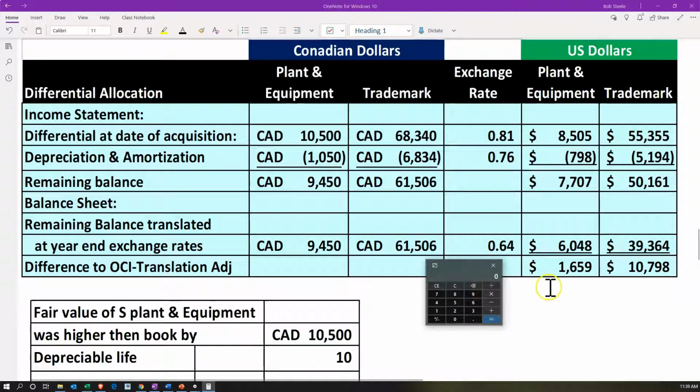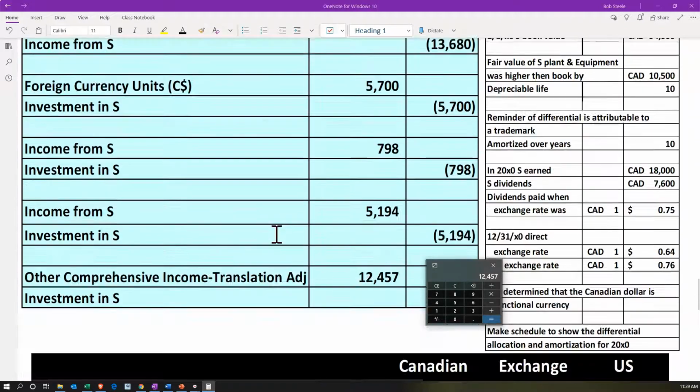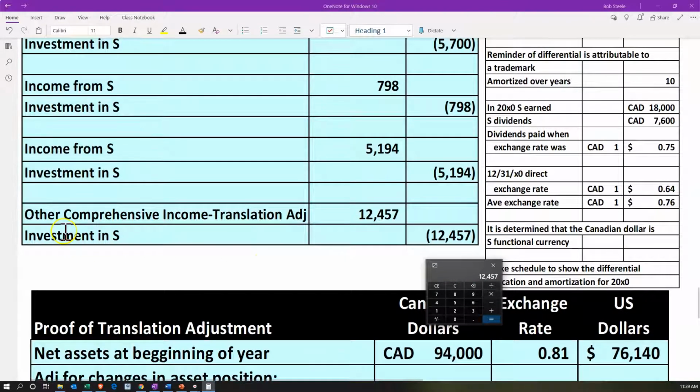It's going to be a translation adjustment because we use these different rates to translate instead of just one rate, which would have been so much easier. So we're just going to take this 1,659 plus the 10,798, which is our difference, giving 12,457, and we'll debit the other comprehensive income translation adjustment for the 12,457 and credit the investment in S.